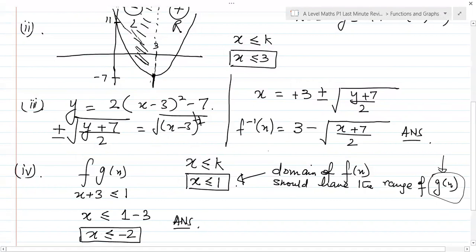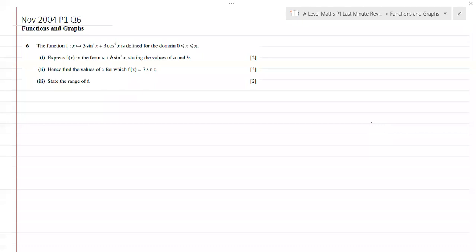Now we will move on to the next one. Now the next question. November 2004, paper 1, question number 6. This is an old question, but I've taken this because I found this very helpful, and this should be interesting. So this is an important question for the upcoming November session.